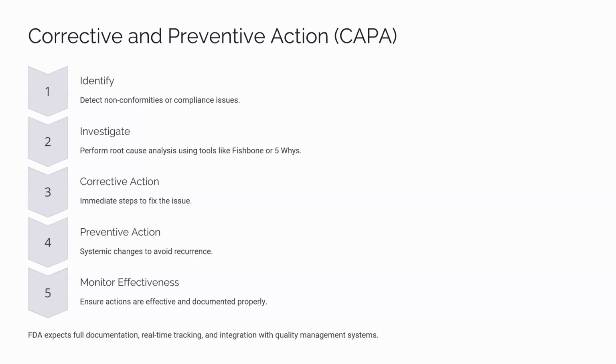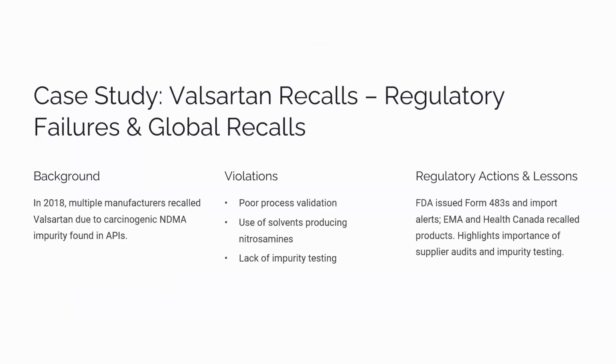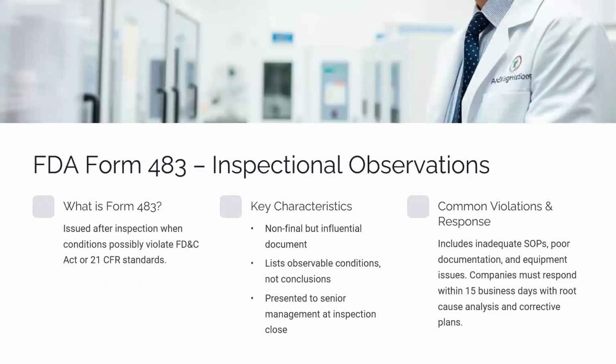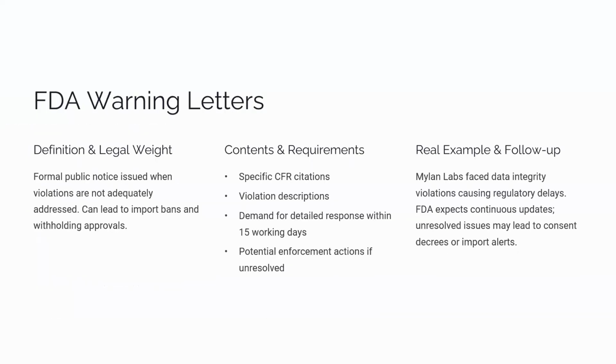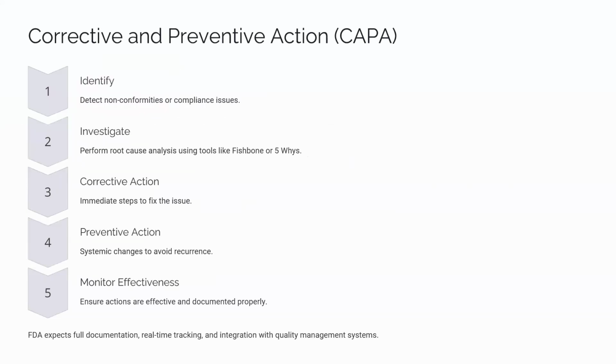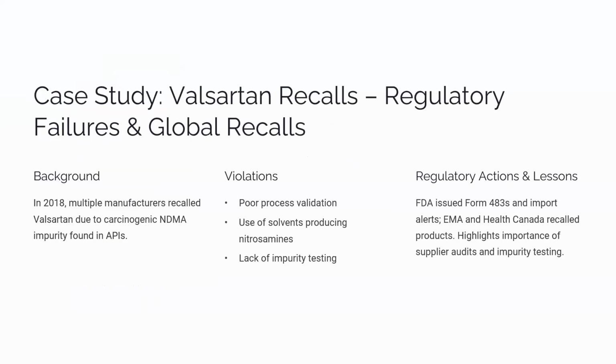Once your corrective and preventive actions are in motion, you need to make sure that the actions are effective and documented properly. So FDA expects full documentation, real-time tracking, and integration with the QMS to make sure that the CAPA is being followed. Okay, so that is what CAPA is. So four things: the first one is your FDA Form 483, the warning letter, the recalls, and CAPA. We'll talk about a case study here so that you can better understand all four aspects.